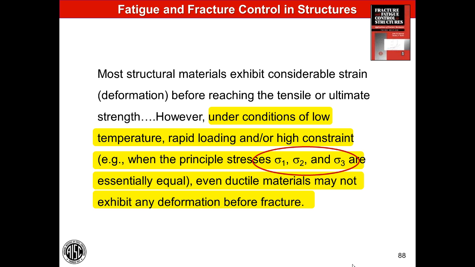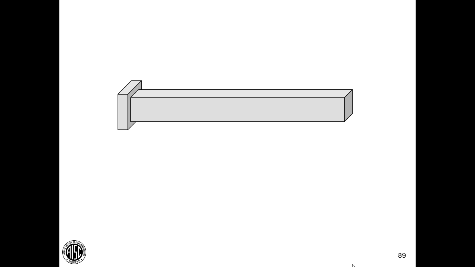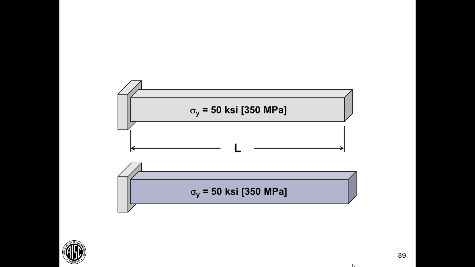Let's take a bar, make it out of 50 KSI steel. It has a given length. And what I want to do to this 50 KSI steel is apply a 50 kip load that creates 50 KSI if the bar is 1 by 1. And I want to calculate how much elongation I get. How much elastic elongation takes place. That's the delta L.